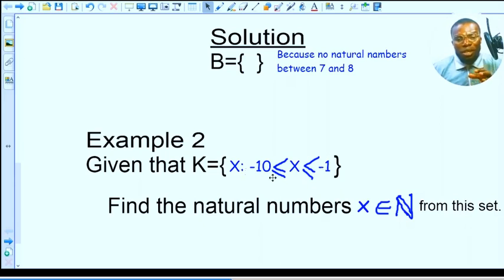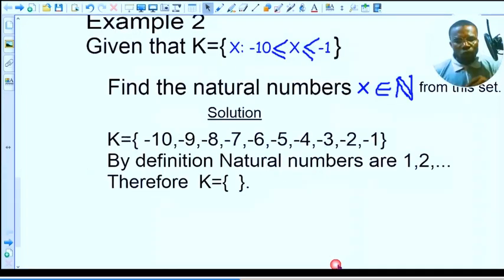We can use the roster method to list all the elements found between negative 10 up to negative 1. After that, we can decide whether those numbers are natural or not. So stay there and see how to write it. Now here is the solution of example 2.